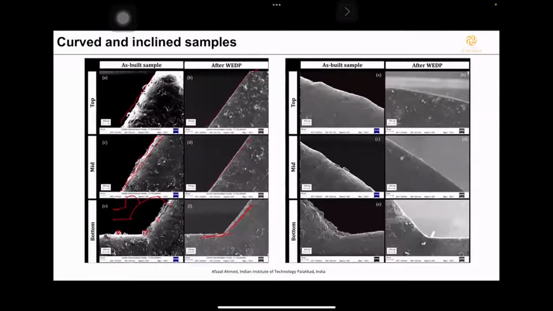Similarly, similar observations have been made for the concave section, where at the bottom you can see a lot of deposition of spatter particles, because as I mentioned in the previous slide, the reason is that. And then the finished surfaces are like this.